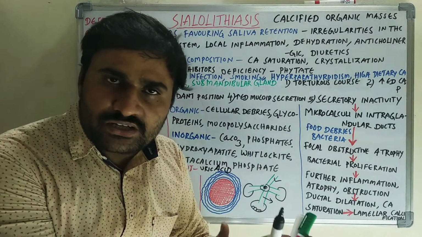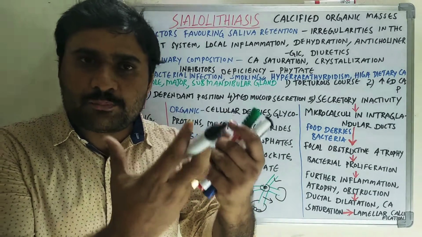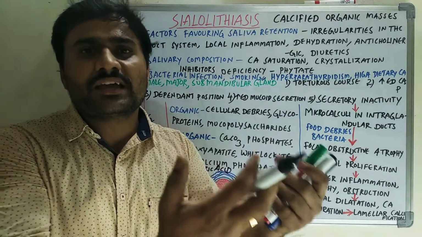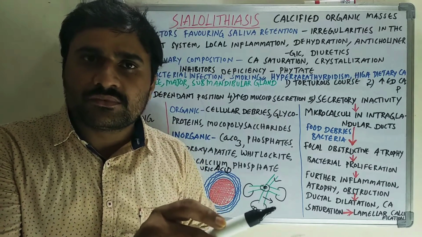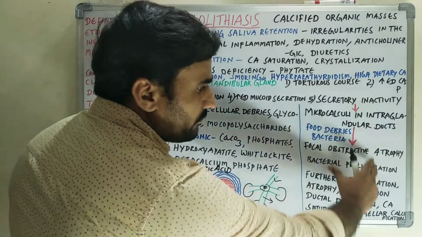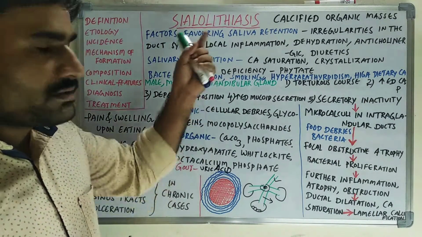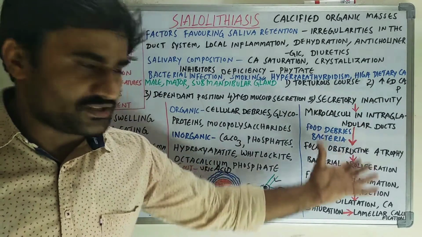Because of that obstruction, the ducts will become dilated, and there is salivary pooling, which is rich in calcium, right? So calcium saturation will occur and calcification will occur, right? That is the mechanism of sialolithiasis, that is salivary stone formation. That is the mechanism, right?